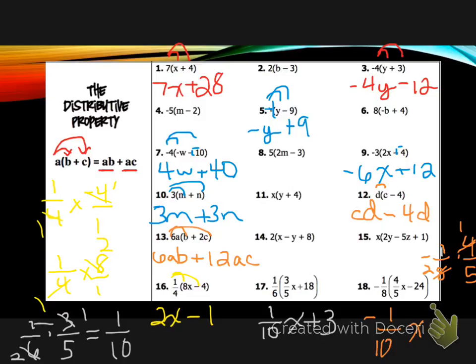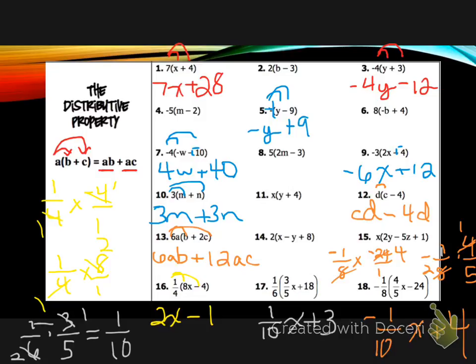Now, if I'm taking negative 1/8 times a negative 24, remember, just put it over 1. 8 goes into 24 how many times? 4 times. So we've got negative 1 times negative 4, which is a positive 4 over 1, or just positive 4. Or we could just simply write that as a positive 4, because it's 4 over 1.